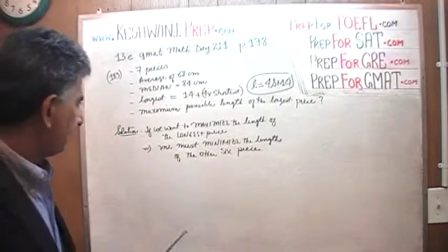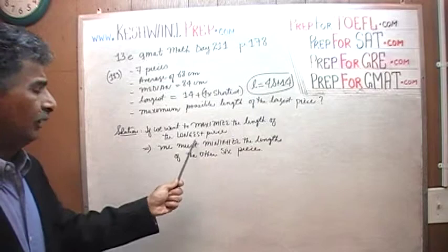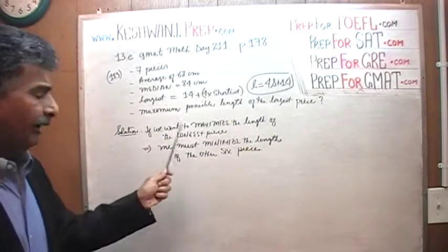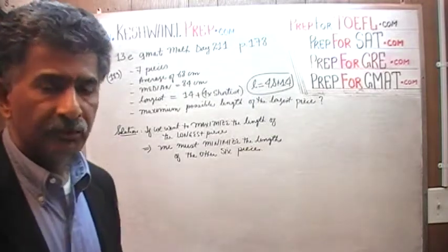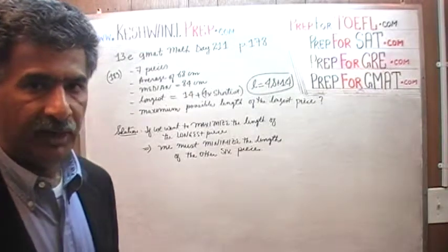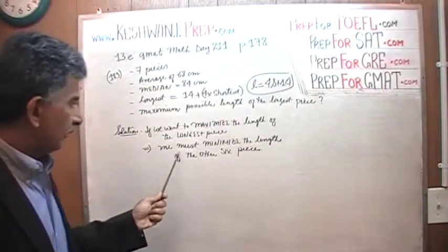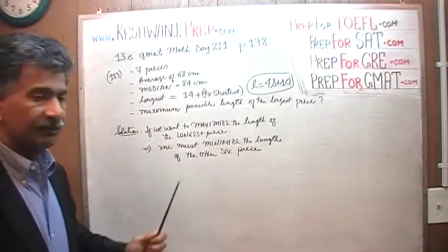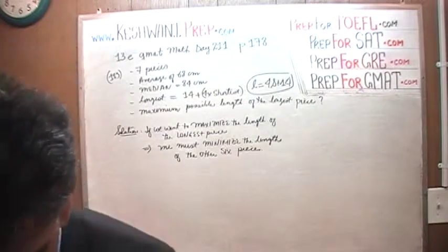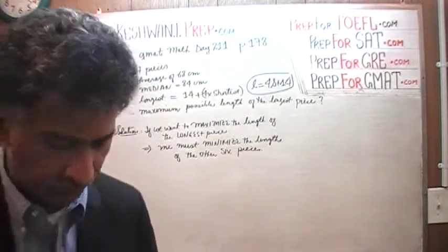Here's the solution. If we want to maximize the length of the longest piece, if you want the longest piece to be as long as possible, then logic dictates that we must have the other 6 pieces as short as possible. We must minimize the length of the other 6 pieces. Let's list them, all the pieces, shall we?